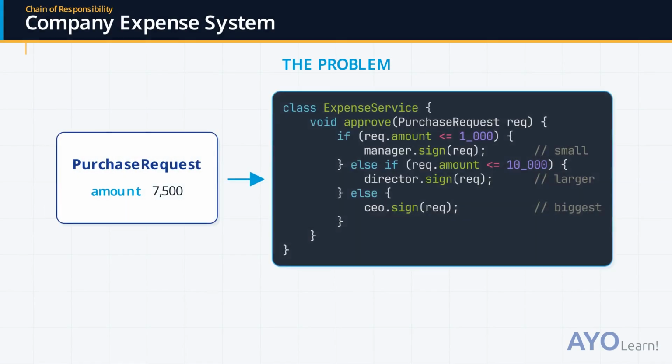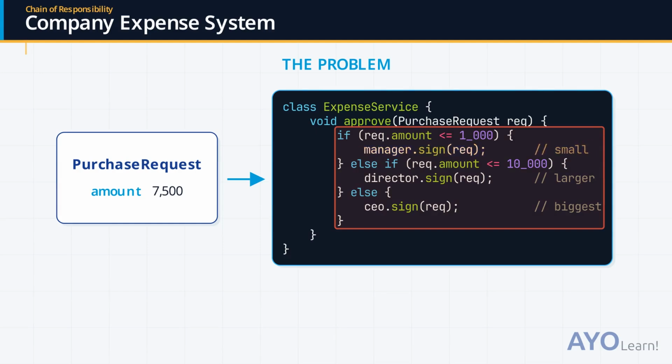A single method, ExpenseService.approve, must decide who signs off a purchase request based on its amount. Small amounts go to a manager, larger ones to a director, the biggest to the CEO. Every rule and approver is tangled into one rigid place.